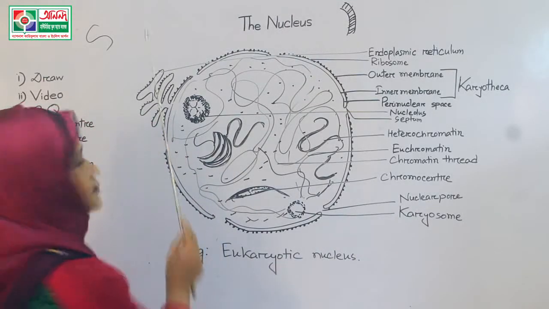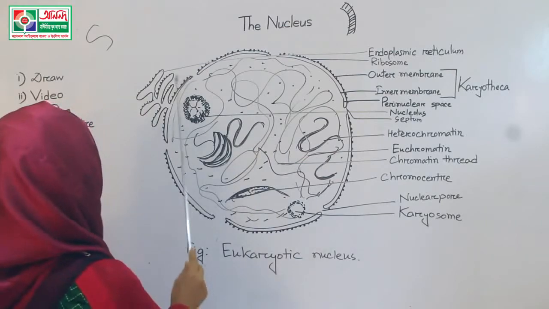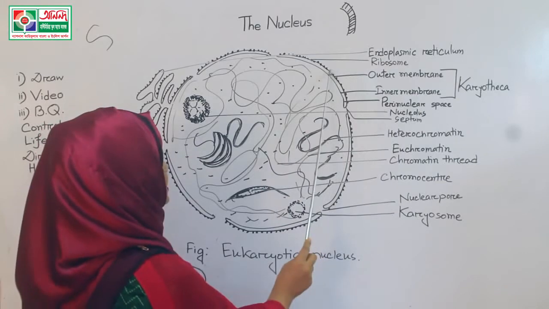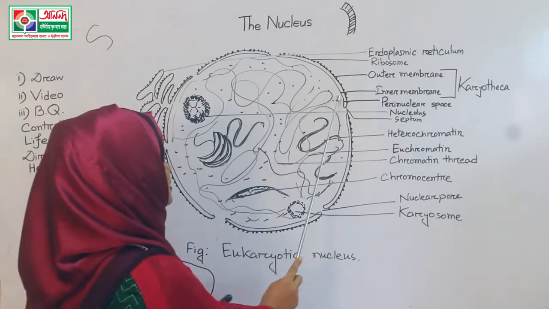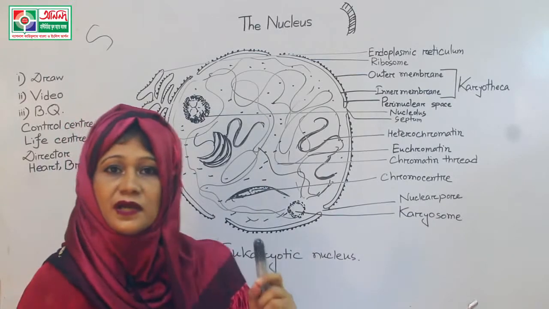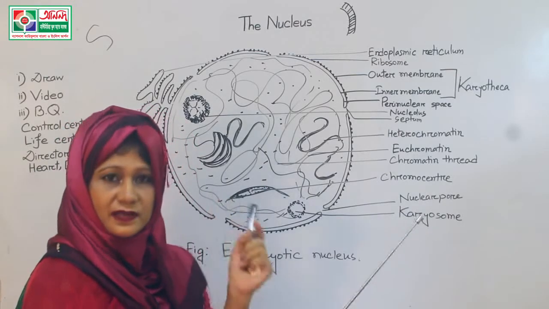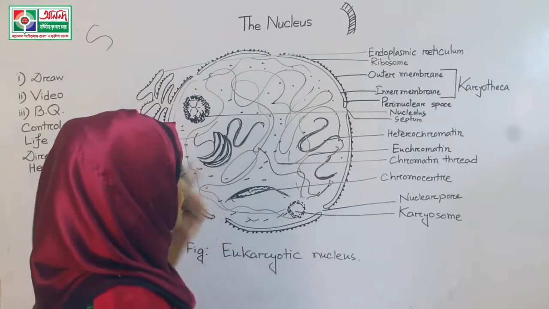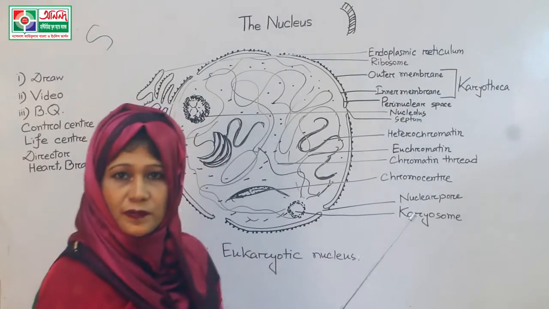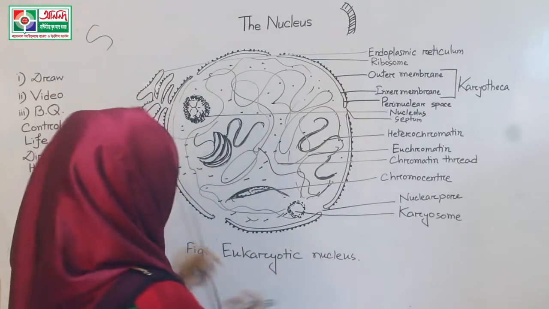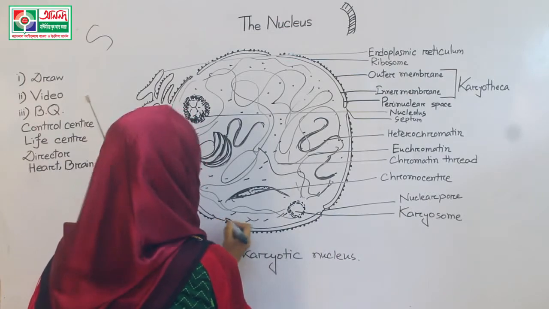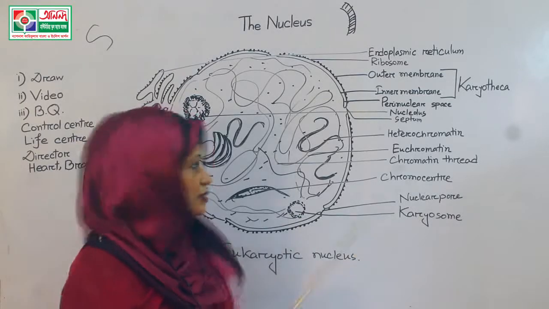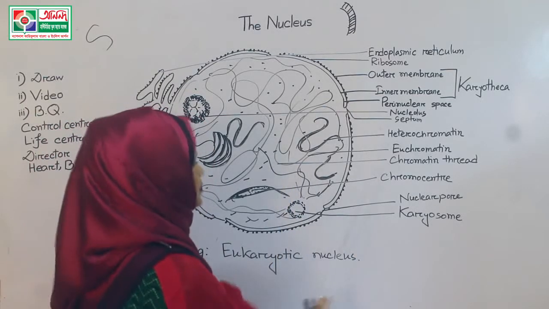This is the endoplasmic reticulum, and these ball-like structures are known as the ribosomes. After that, this one is the outer membrane, this one is the inner membrane, and the space between the outer and inner membrane is known as the perinuclear space. And this is the nuclear pore. Where is the nuclear pore? This one is the nuclear pore, and this is the septum, and you can draw the septum like this, a bridge-like structure. This is the septum, and the pore is known as the nuclear pore.